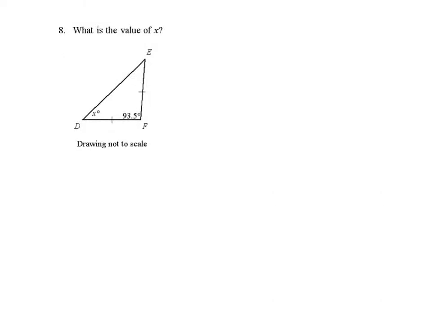All right, number 8 says, what is the value of x? Again, I have an isosceles triangle. I know two of the sides are congruent. So that means the two angles opposite these sides are also congruent. So angle E is going to have to equal x.